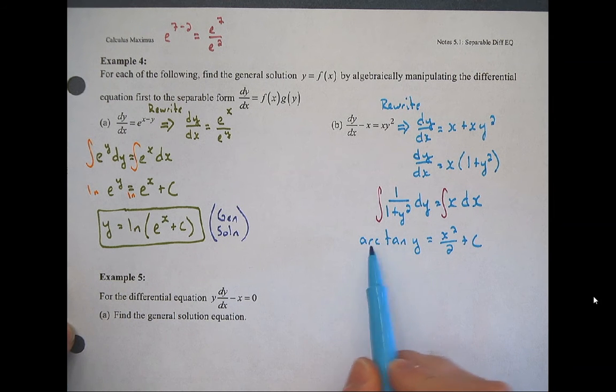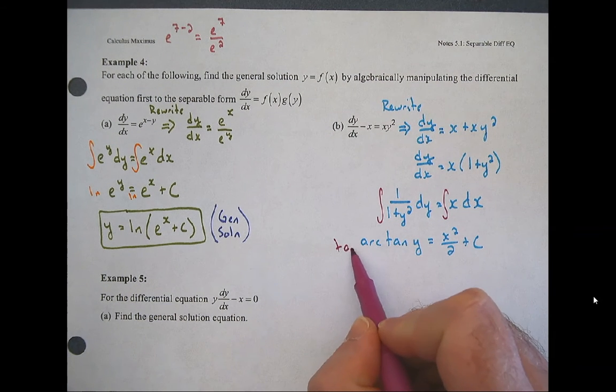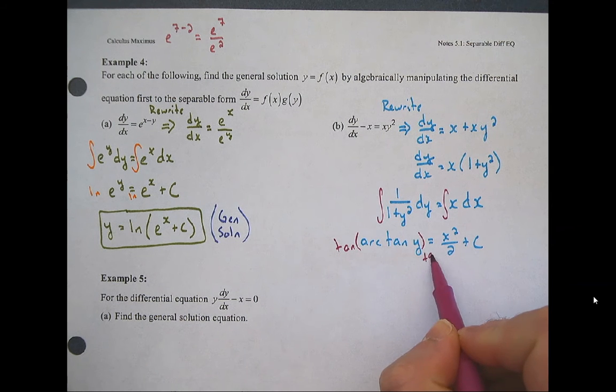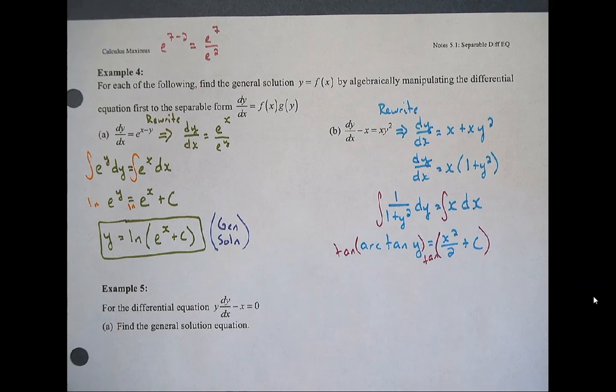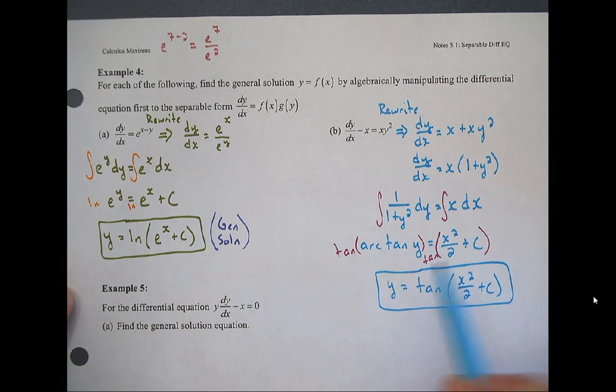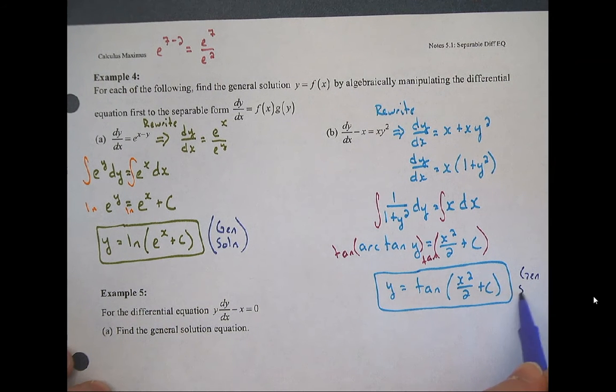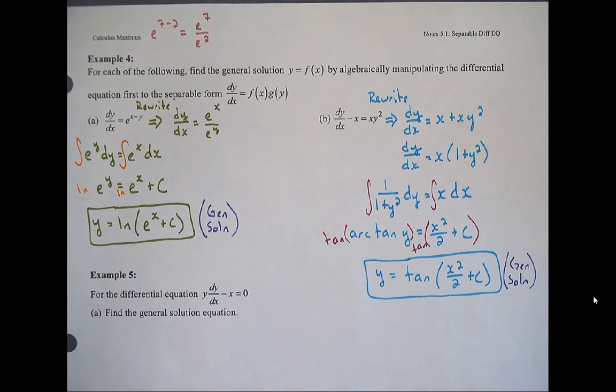Okay, now this is not yet in its general solution form because we don't have y equals, so we've got to kill off arctangent. And what kills off arctangent? Hopefully you remembered that tangent does, and make sure that you tangent the whole side. So we get y equals the tangent of x squared over 2 plus c. And again, I like to write myself a little note. This is a general solution, not a particular, because it still has the plus c.